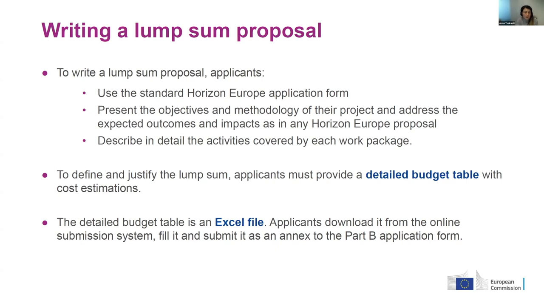You need to provide in detail the activities covered by each work package. You need to define and justify the lump sums. For that, you must provide the detailed budget table that you will find also in the submission portal. You need to download it from there. And what you need to do is to provide cost estimation for each beneficiary when you fill in this table. In the next slide.